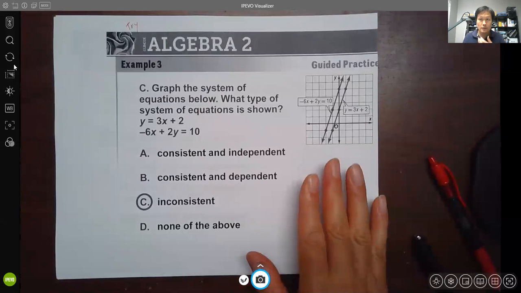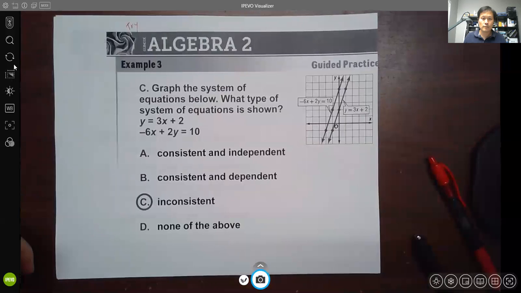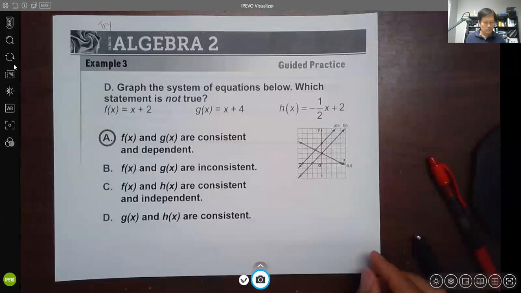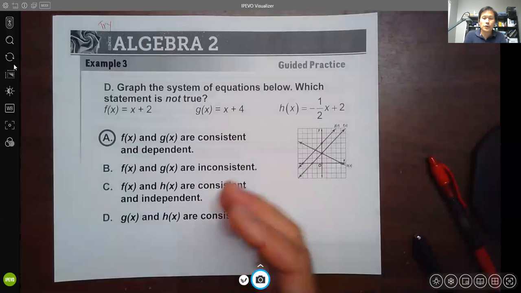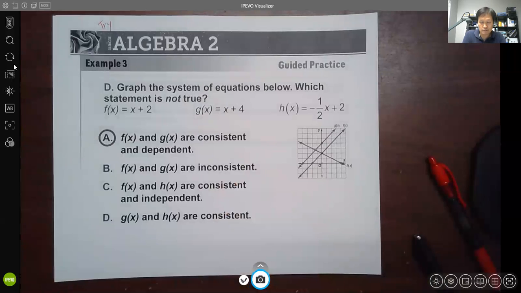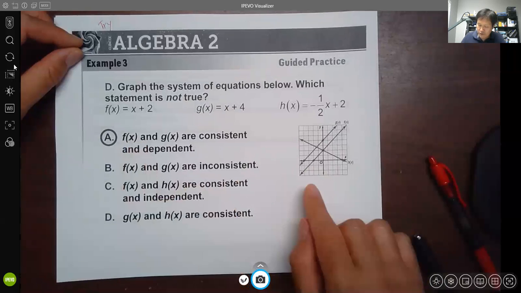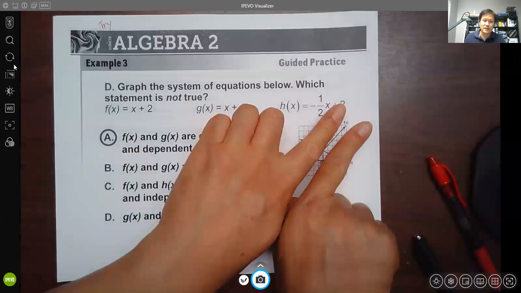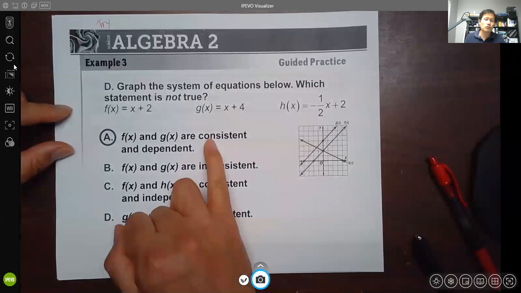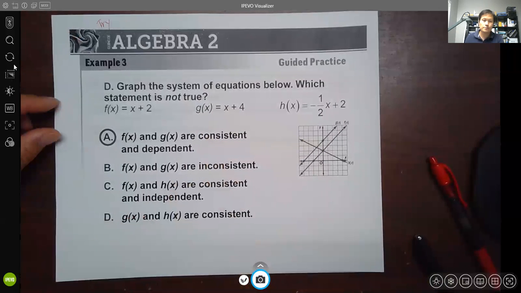Pause the video, please. You try. Okay, if you got this, then you're good. Same thing, pause the video and try this, please. So this question has three different graphs: you graph F, graph G, graph H. F and G are parallel, so inconsistent. So their description is wrong, so the answer should be A.